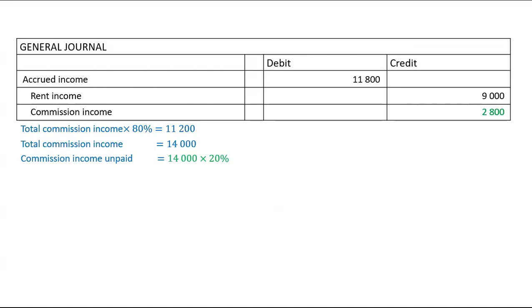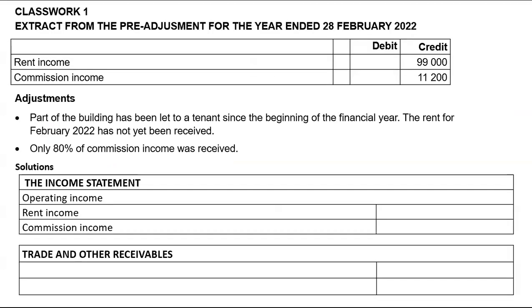I am going to skip the general ledger again here. I'm going to move straight to the financial statements. How do we show this in the financial statements? For your rent income, you will take that 99,000 rand and add the 9,000 rand. It'll give you a total rent income of 108,000 rand. For commission income, you will take that 11,200. I would normally multiply that by 100 and divide it by 80. You will still get the same answer. Multiply by what you want, divide by what you have.